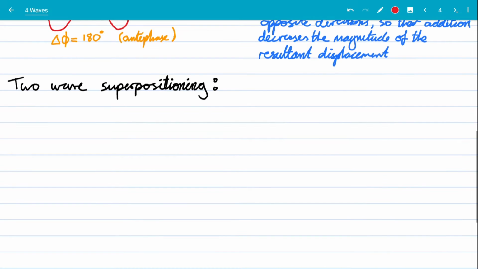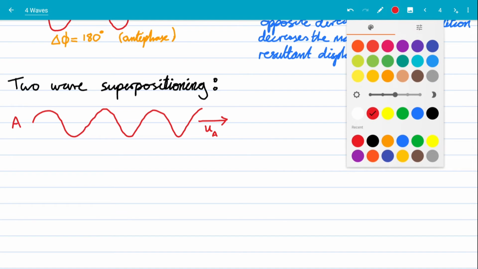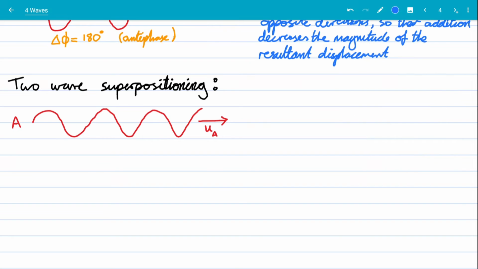So maybe we're going to have wave A, which is doing this. This is what wave A is doing at some instant in time, but it's moving in this direction. So this would be the velocity of wave A. And then let's suppose we've got a second situation where we've got wave B, and I'll draw it like this.